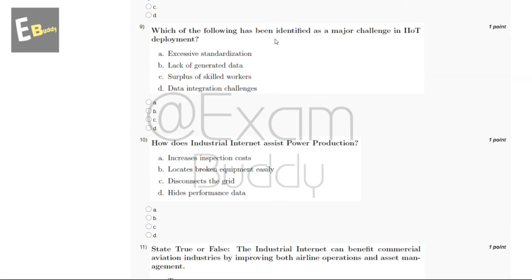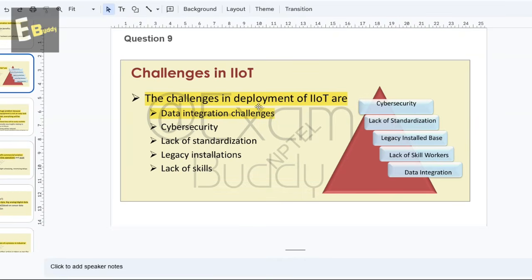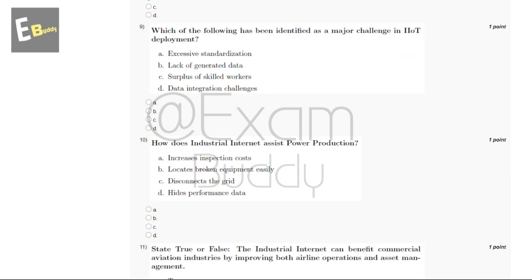Which of the following has been identified as a major challenge in IIoT deployment? So these are the options, and now let's check the explanation. The explanation says the challenges in deployment of IIoT are data integration challenges. So the answer of our ninth question is D, data integration challenges. And now let's go to our question number 10.